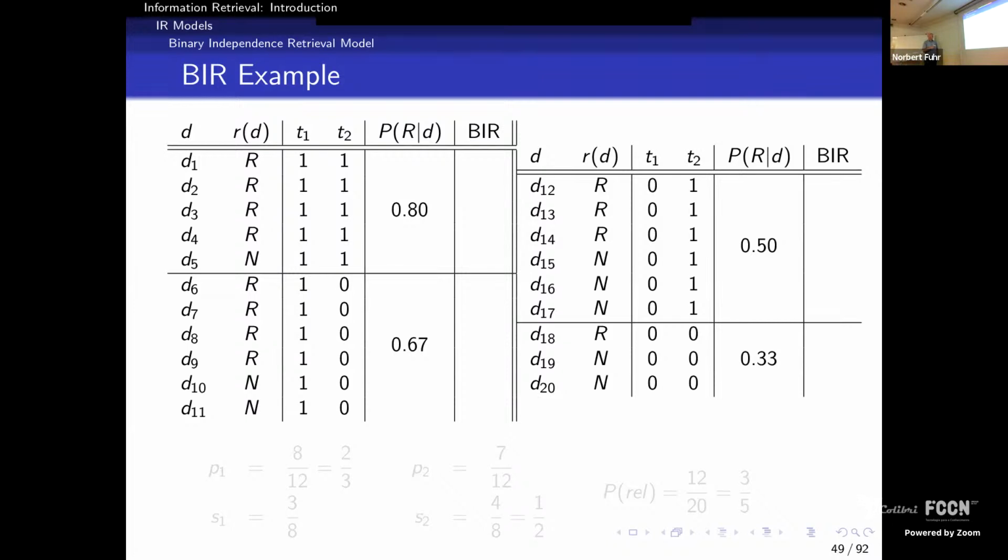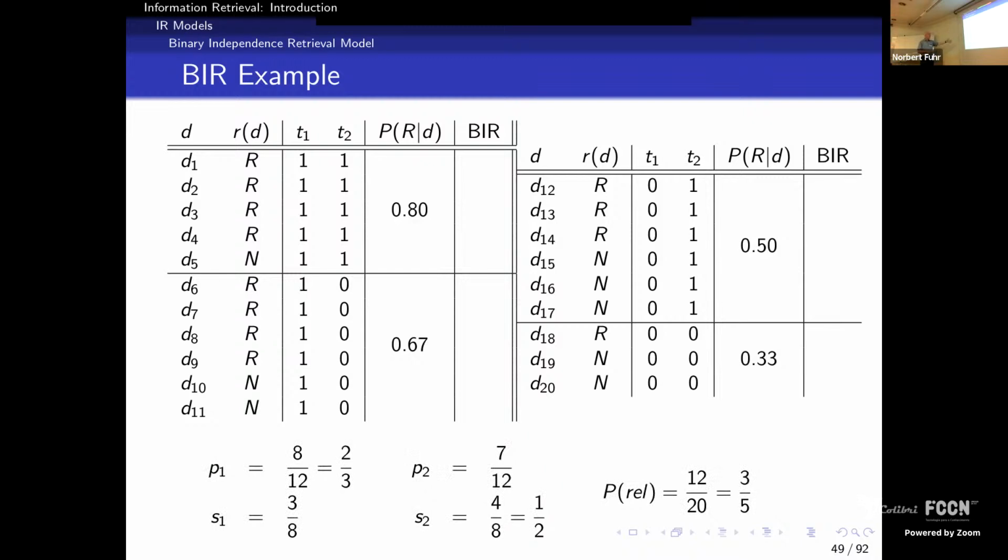So here, 4 out of 5 documents are relevant. So in terms of the ranking principle, they all have the same representation, and so their probability of relevance is 0.8. Then here we have 4 out of 6, so their probability of relevance is 0.67, and here it's 0.5 and 0.33. But that's independent from the BIR model, just regarding this representation. Now we will see how the BIR model does.